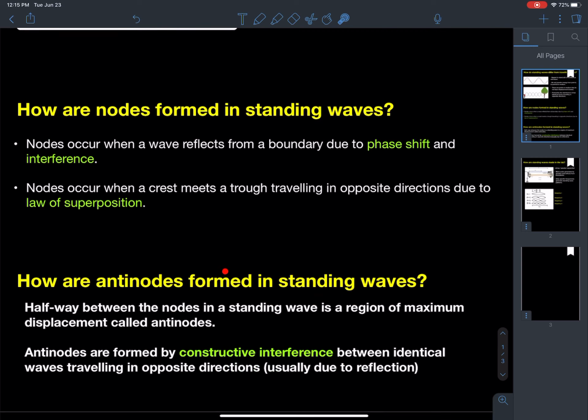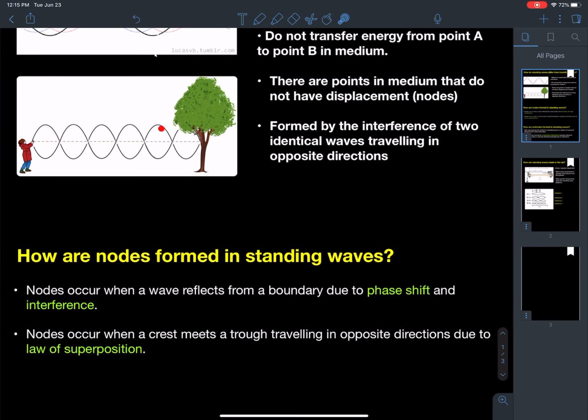Antinodes are formed when a crest meets a crest or a trough meets a trough through constructive interference. Okay, and they always occur halfway between the nodes in a standing wave. So if I go back to this, these regions here of maximum displacement are called antinodes, and that part here are my nodes.